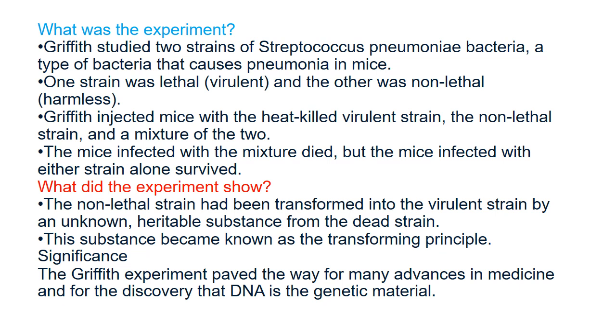The mice infected with the mixture died, but the mice infected with either strain alone survived. So what did the experiment show? It means the non-lethal strain had been transformed into the virulent strain by an unknown heritable substance from the dead strain. This substance became known as the transforming principle. What is the significance? The Griffith experiment paved the way for many advances in medicine and for the discovery that DNA is the genetic material.